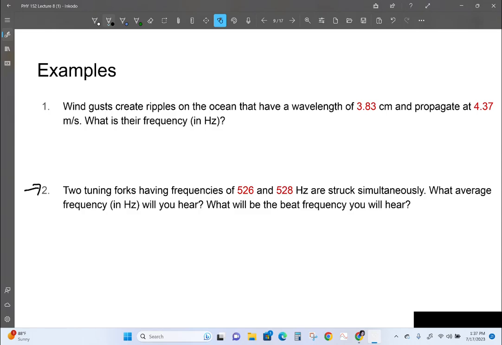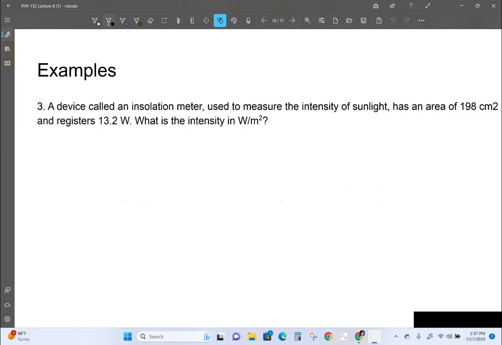Let's try this one because we haven't done one of those. Two tuning forks have frequencies of 526 and 528. The average would literally be the average of those, but the beat frequency would be 528 minus 526, or 2 hertz. So you would hear 2 wah-wahs every second.